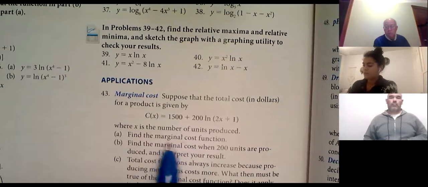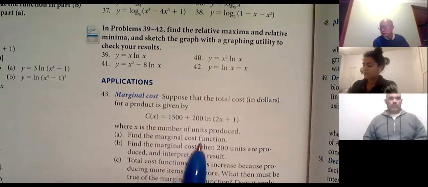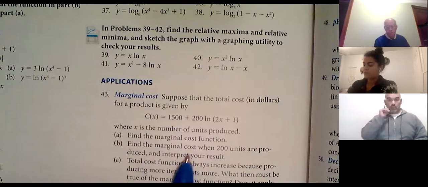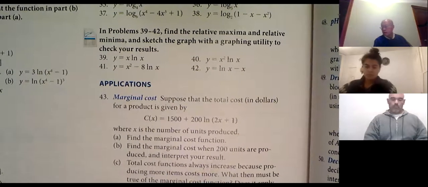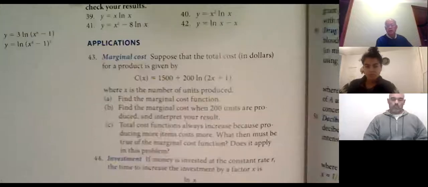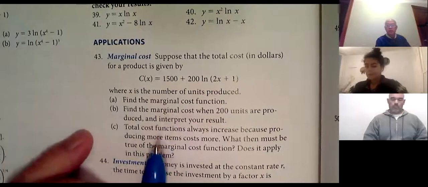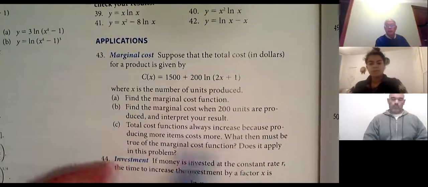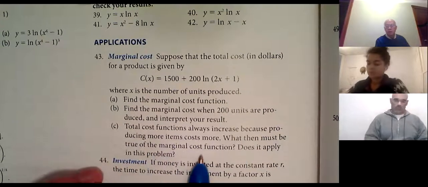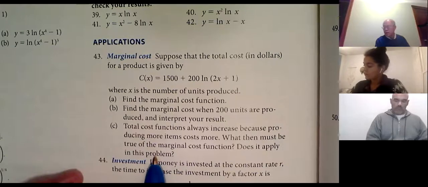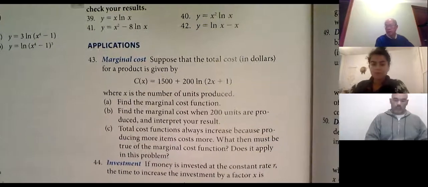Aha. So marginal means derivative. Plug in 200. Interpret the results. Okay. Total cost functions always increase because producing more items costs more, but that must be true of the marginal cost function. Does it apply in this problem? Okay, so we'll see what this is talking about.